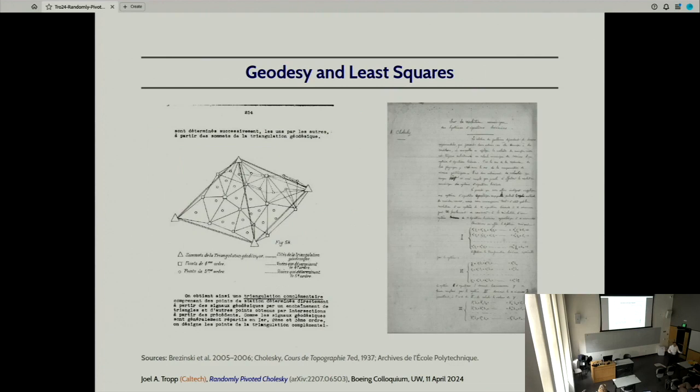He was a surveyor, and he was interested in making maps. This is a page from his book, Cours de Topographie, from the 7th edition, 1937. And this is a picture of what a triangulation looks like. If you want to make a map, you're interested in identifying the location in space of a bunch of points and the angles between them. And so you build some towers so that you can see distant points and take measurements of the distances between these points and the angles between them.